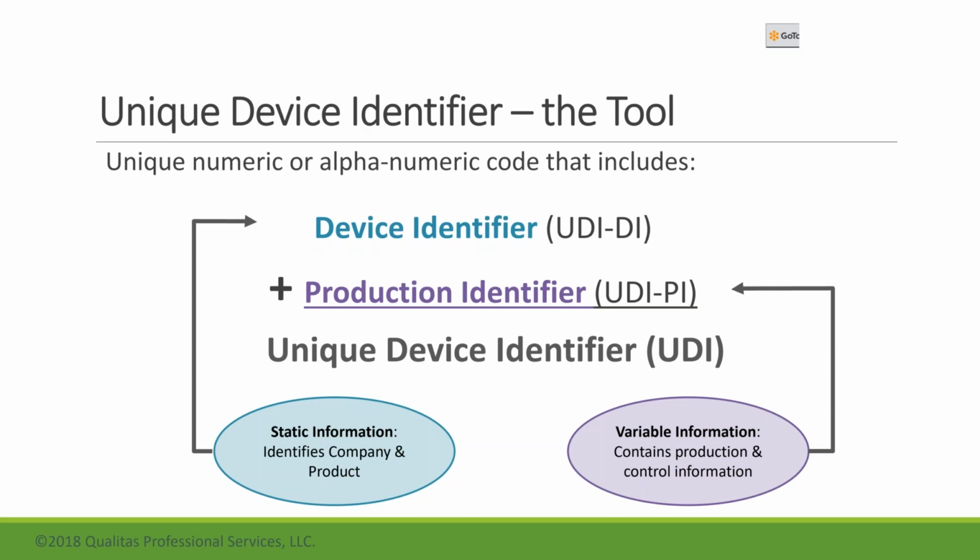UDI as the tool is a unique numeric or alphanumeric code, and it's made up of two different parts. The first part is your device identifier. This is static information, and it identifies the company and the product. And then attached to that is your production identifier. This contains your variable information, such as production and control information to show when a device was manufactured. Those two parts together create your UDI, the unique device identifier, the tool.